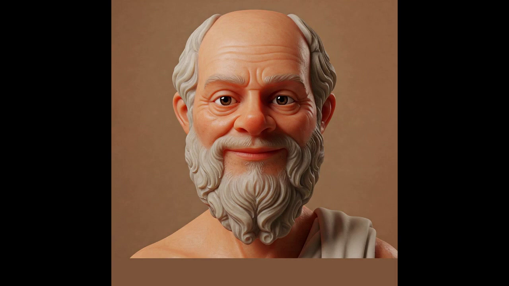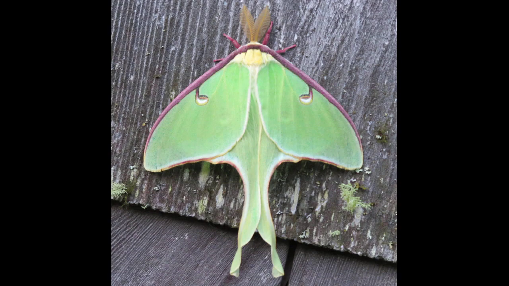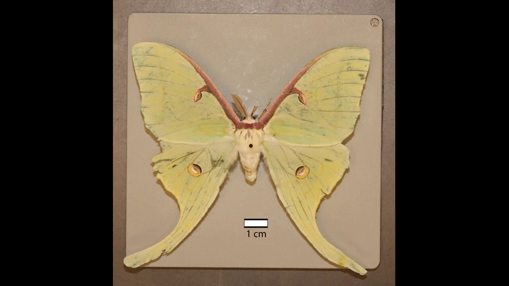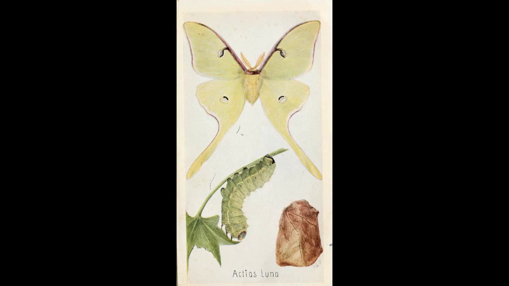Today, we're going on an enchanting journey to explore the captivating realm of the Luna Moth. This majestic creature has been a subject of fascination for centuries, and its significance in the natural world is multifaceted. The Luna Moth, also known as Actias luna, is a species of moth that belongs to the family Saturniidae. With its striking appearance and intriguing behaviors, it's no wonder why this insect has garnered attention from scientists and nature enthusiasts alike. But what makes the Luna Moth truly remarkable?